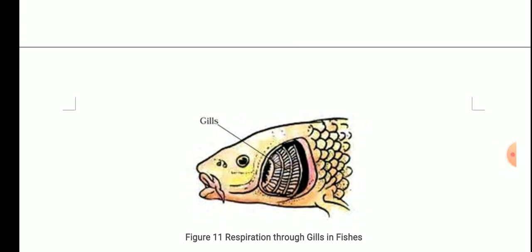For example, the fishes live inside the water, so you can see that the gills are present, and the gills help in the exchange of the gases inside the water, so that the process of respiration can occur inside their bodies, because they also need oxygen for the breakdown of the food. So this one was about the breathing in other organisms.